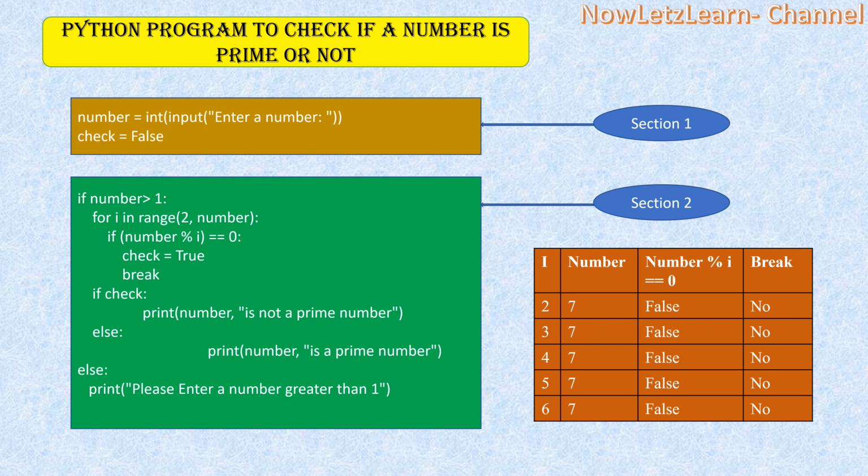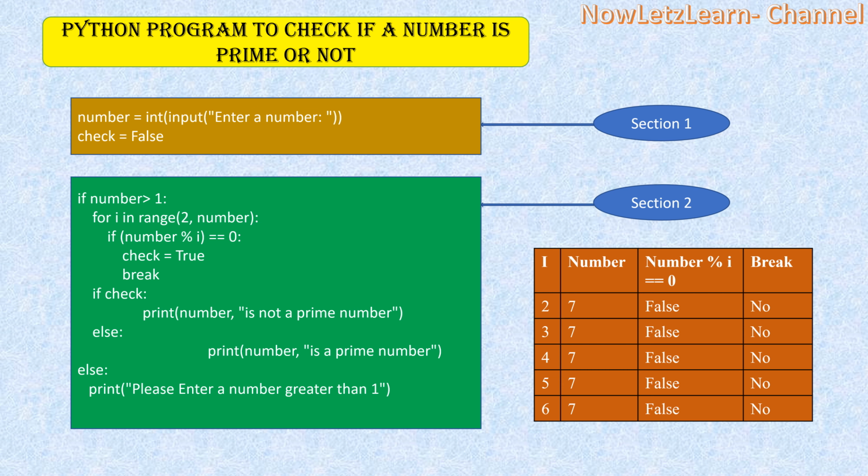The first statement in the for loop is: if number modulus i is equal to 0. What is the first value of i? It's 2. What's the value of number? It's 7. 7 divided by 2, is the remainder 0? No. So the condition will be false, and the break statement will not get executed. Then it checks i equal to 3. 7 divided by 3, is the modulus still 0? No. The condition is false, so it will not break the loop.